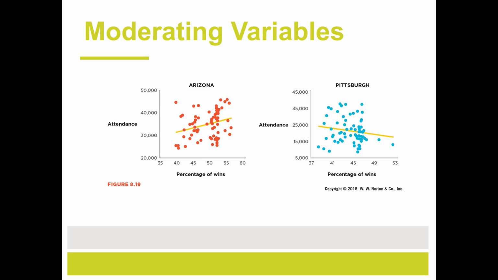So we see that a city's degree of residential mobility moderates the relationship between local sports team success and attendance at games. Each dot represents one Major League Baseball season. The Arizona Diamondbacks are based in Phoenix, a city with high residential mobility. That pattern shows that people are more likely to attend games there when the team is having a winning season. Pittsburgh is a city with low residential mobility. That pattern shows that Pittsburgh Pirates fans attend games regardless of how winning the season is.